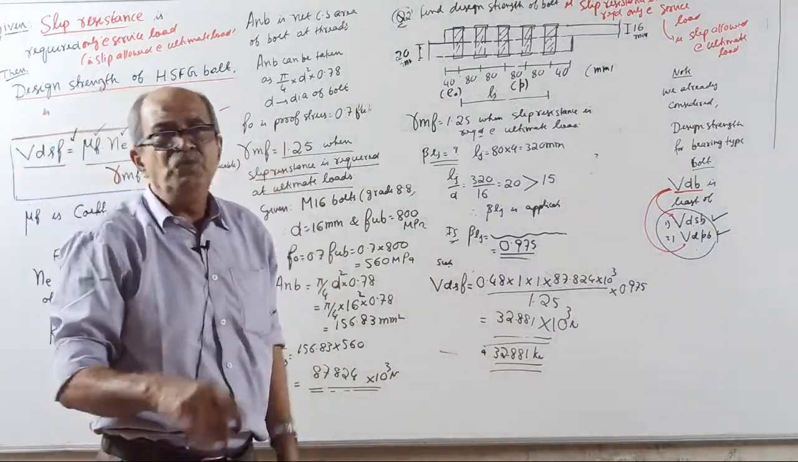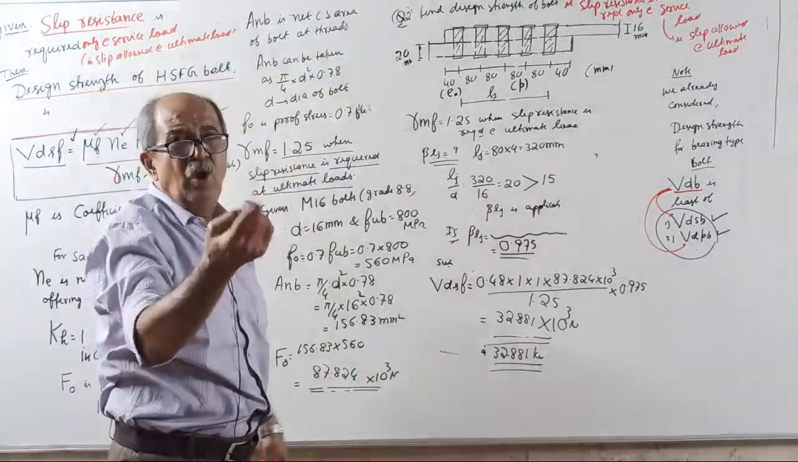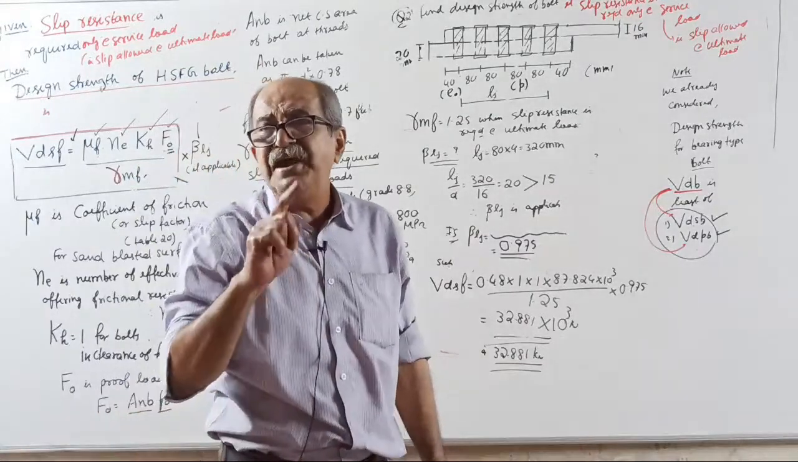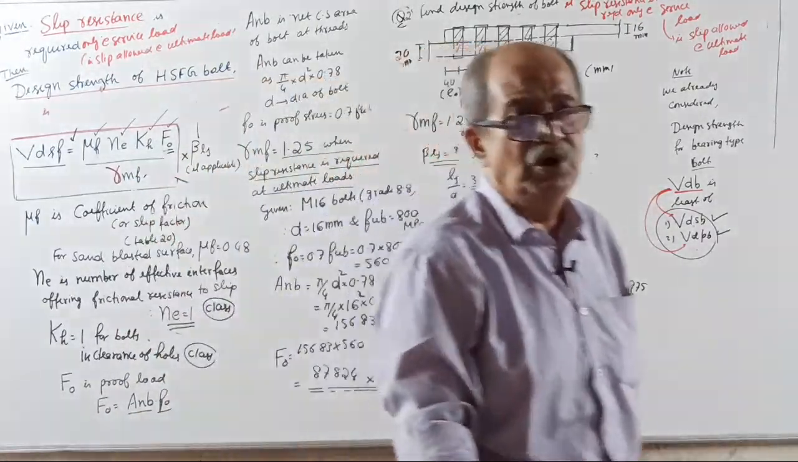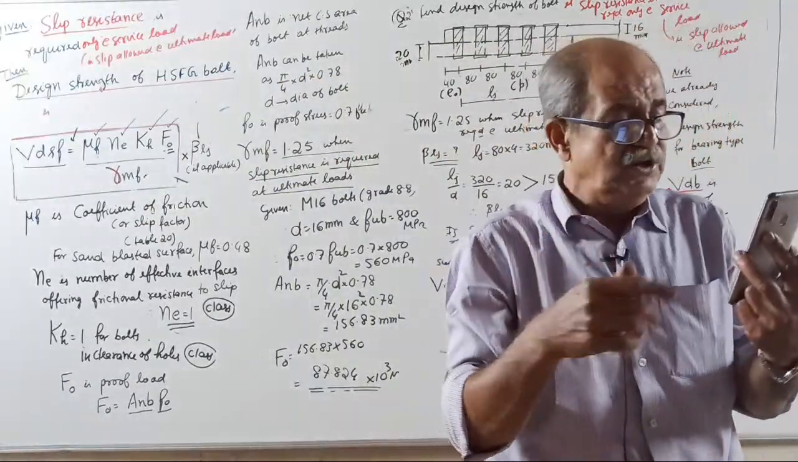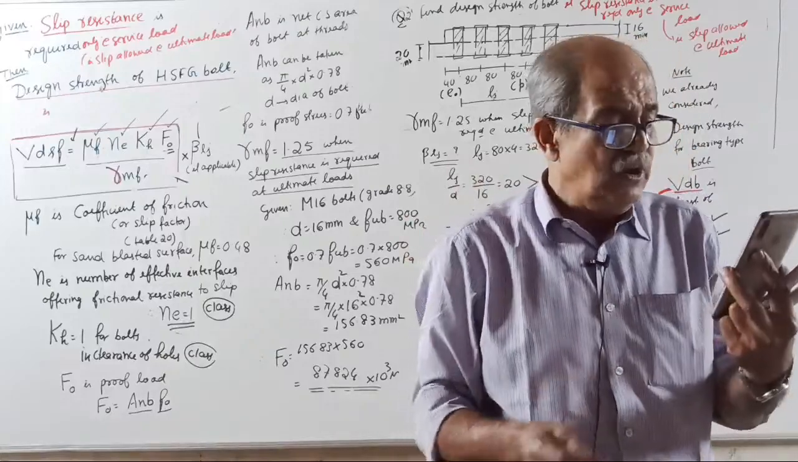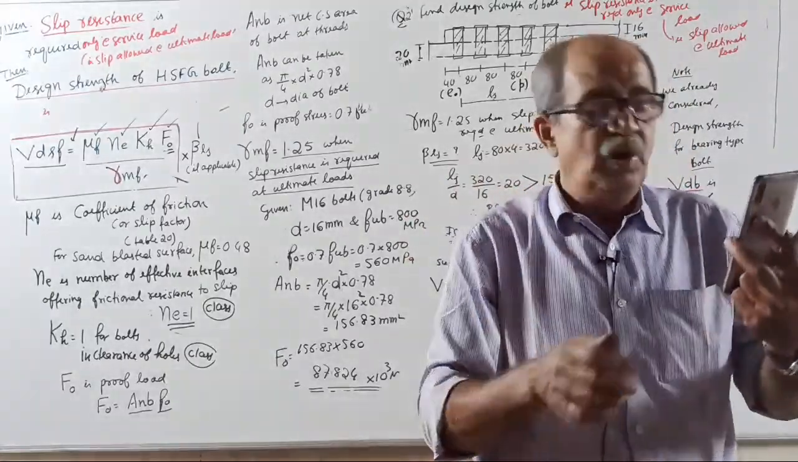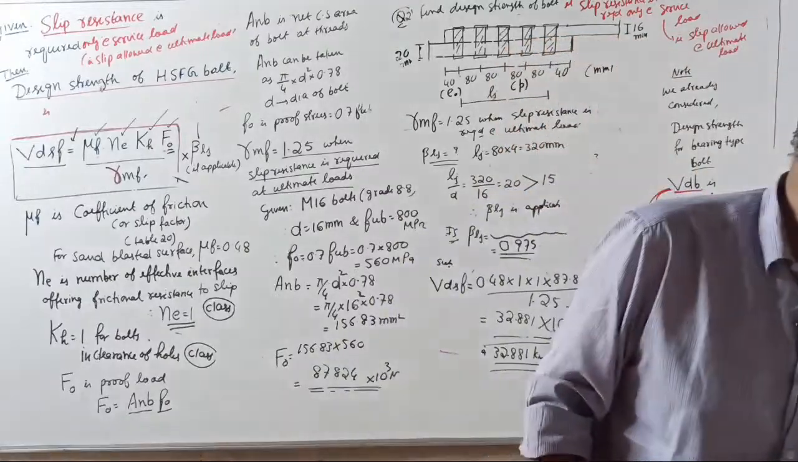Now tell me, you should write here, in that case, at ultimate load, the friction grip bolt will change over to what type of bolt? You should write the statement. At ultimate load, the friction grip bolt will change over to a smooth bearing type bolt.